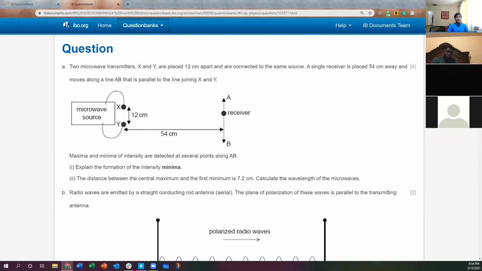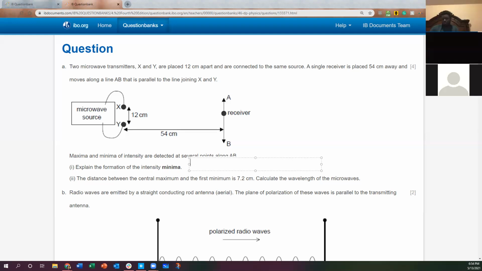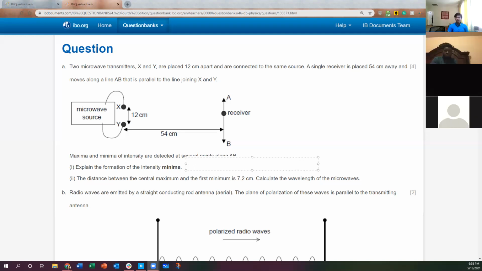When it says explain the formation of the intensity minima, what would you say? Anyone? When would you get a minima? Well, there's two things that can happen. We know that they interfere. One option is constructive interference, one is destructive interference. When are you going to have a minimum? Is it destructive interference? Yeah, exactly.